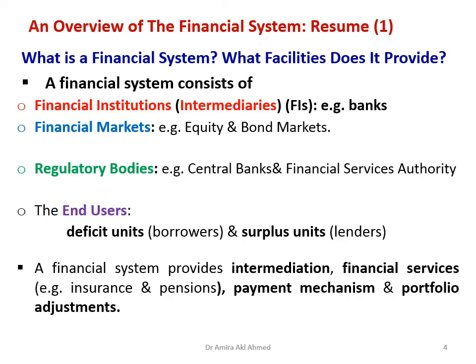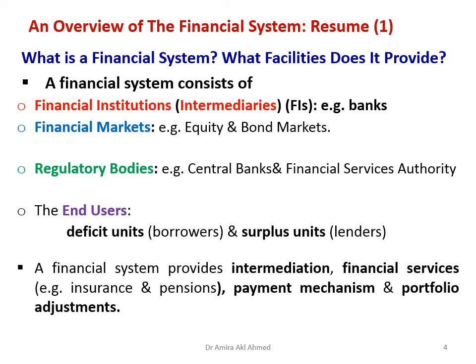A financial system consists of a set of financial institutions, financial markets, regulatory and supervisory bodies, in addition to the people who use these markets and financial institutions. I mean the ultimate lenders and borrowers. The users of the system are people, firms, and other organizations who wish to make use of the facilities offered by a financial system.